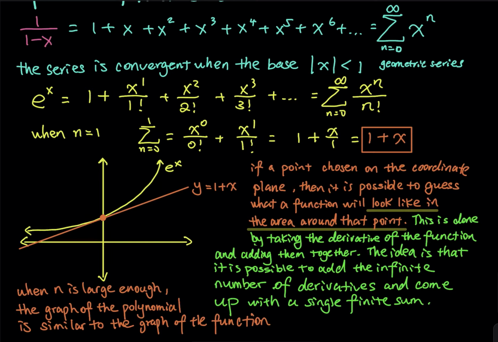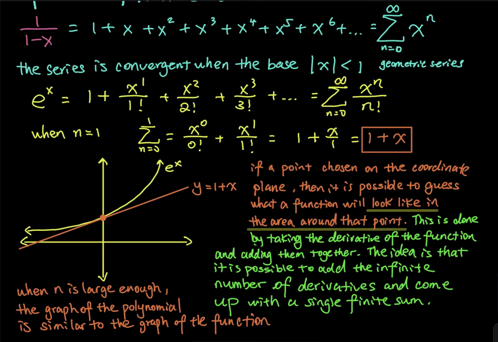The idea is that it is possible to add an infinite number of derivatives and come up with a single finite sum. The infinite number of derivatives is what we are going to practice when we do examples. So what does that mean? You have the graph of e to the x and a linear function. So what can you say?